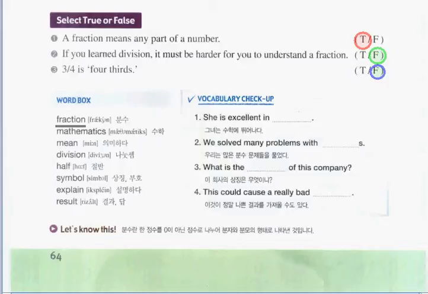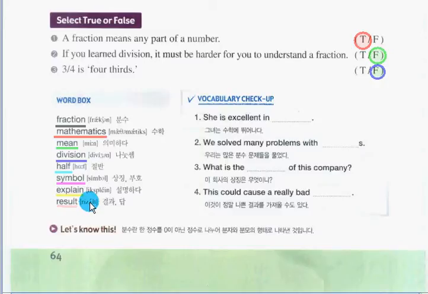Fraction, mathematics, mean, division, half, symbol, explain, and the last word, result.